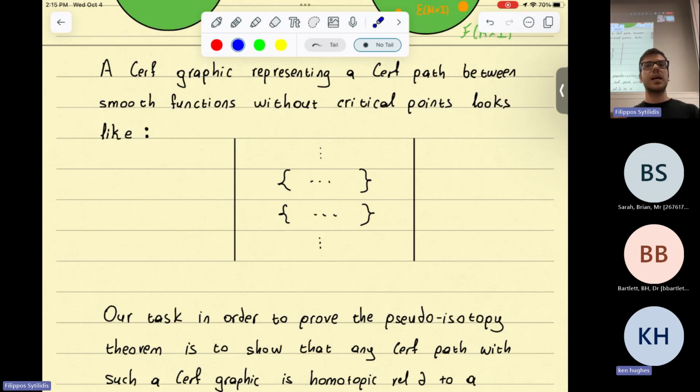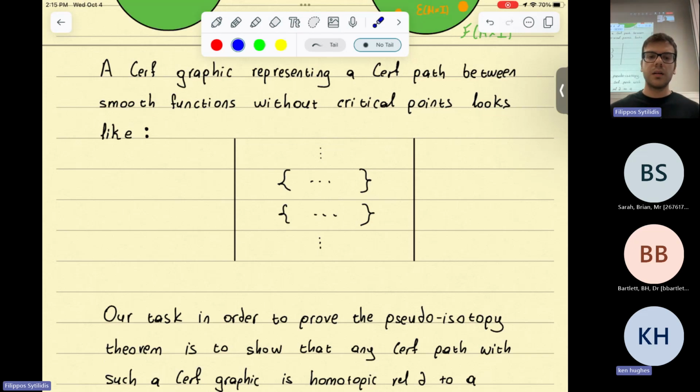I might have extra birth deaths. I might have crossings. I have all sorts of stuff. So if you give me a Cerf path between smooth functions without critical points, I would expect a Cerf graphic of that to be something of that sort. Okay. The two vertical lines are not meaningful.